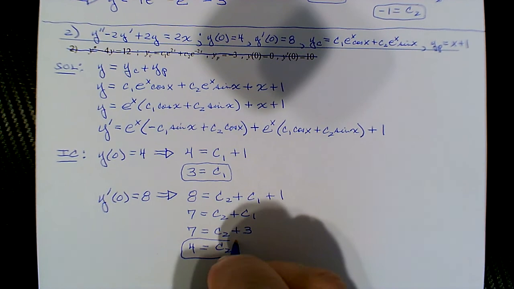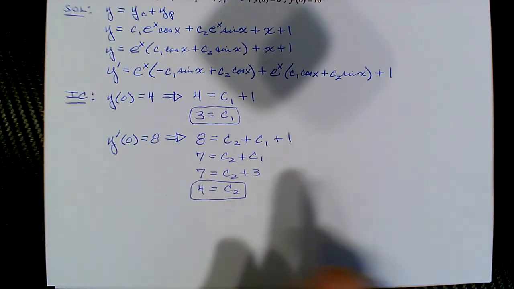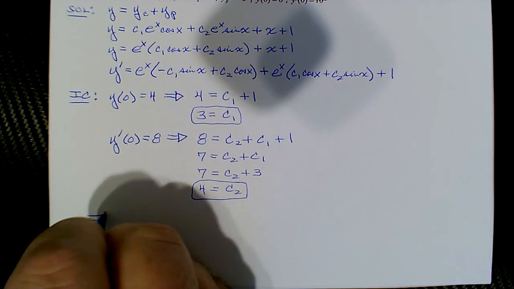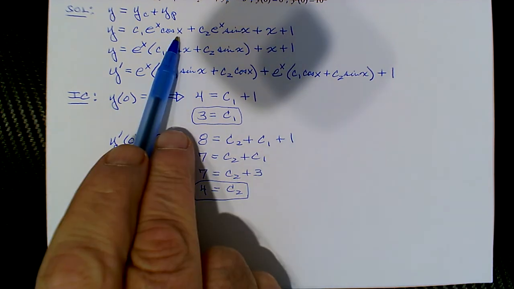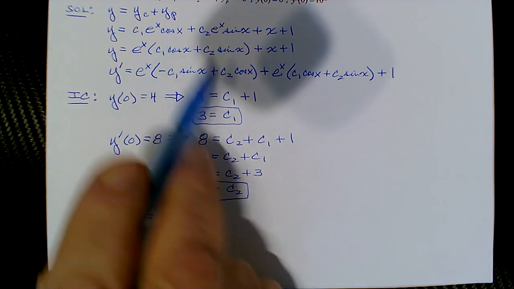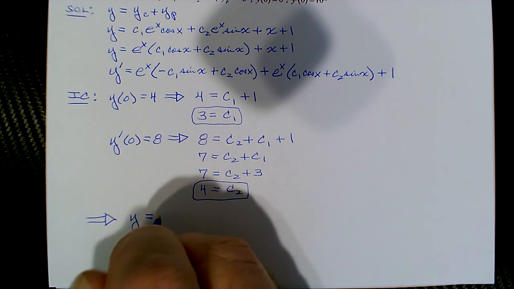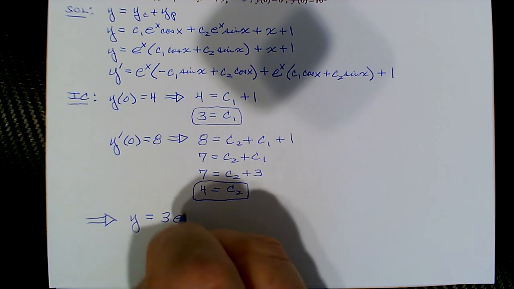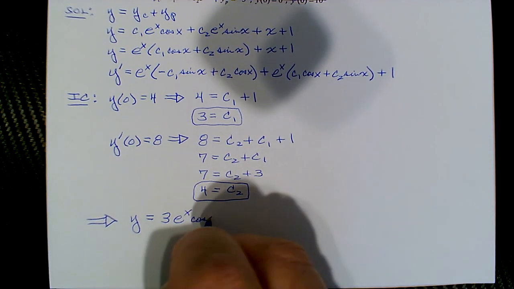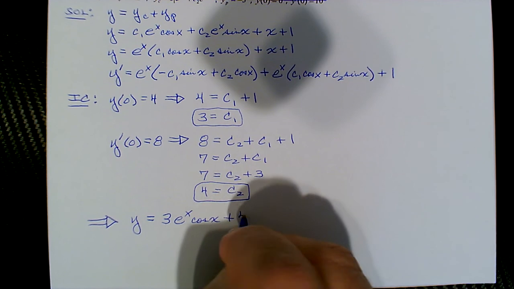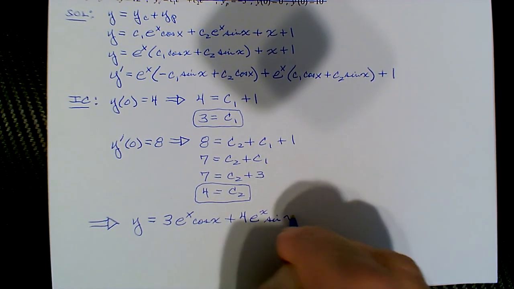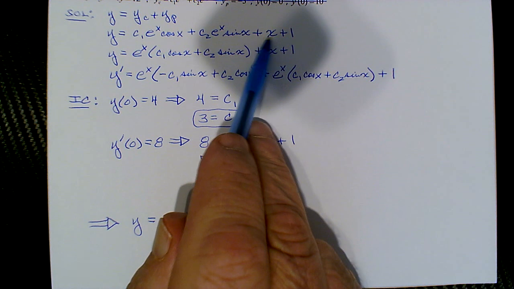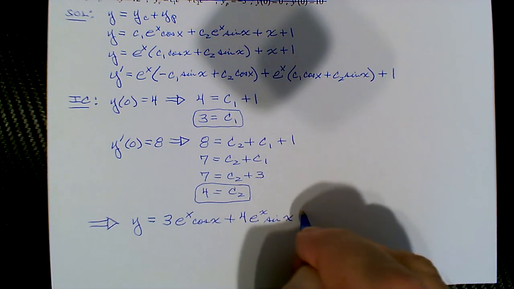Okay, so then we can form our general solution. Y equaling, go back up here, c1 was 3, so 3 e to the x cosine x plus c2, which is 4, so plus 4 e to the x sine of x. And then don't forget to tag along this x plus 1, which was the particular solution.